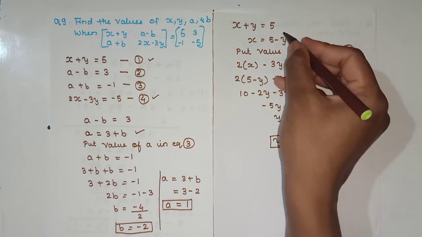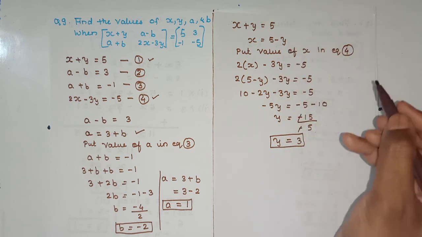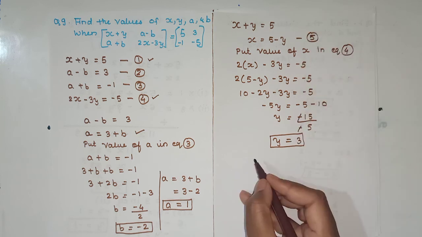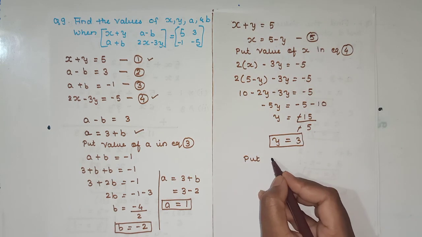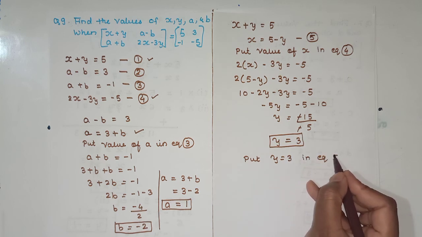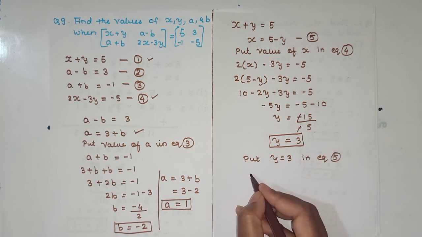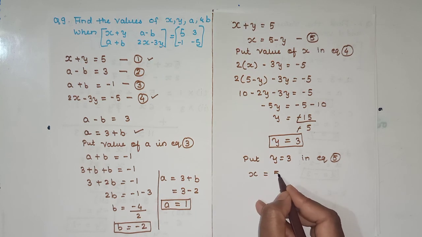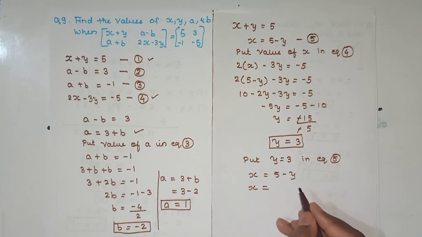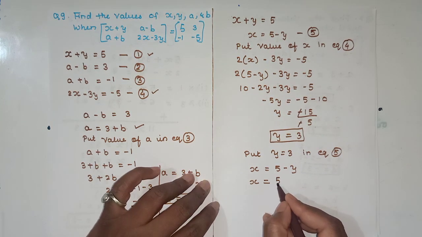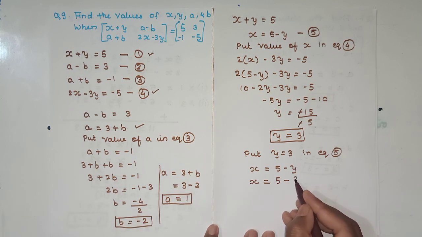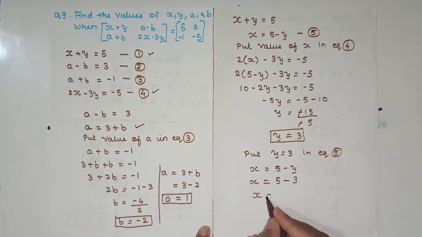Now let's put here and find out the value of x. We will give this as numbering 5. Put y equals to 3 in equation 5. So x equals to what? 5 minus y. So x equals to 5 minus 3. So x equals to 2.